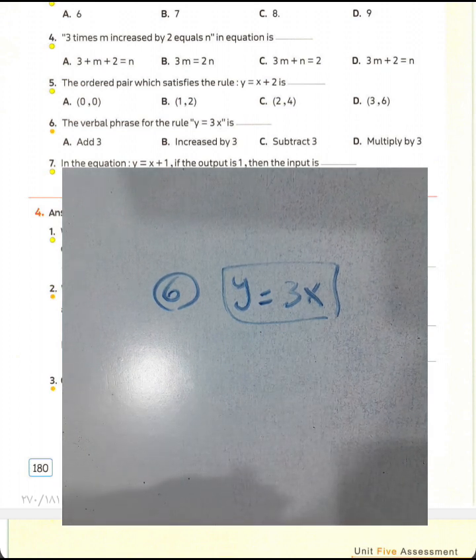Y equals 3 multiplied by the unknown. Then the rule here will be multiply by 3. Asked about the verbal phrase here: multiply by 3. About question number 6, choose letter D.